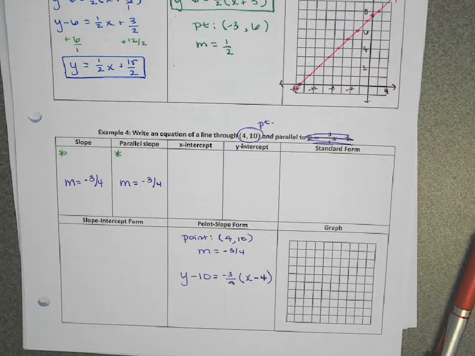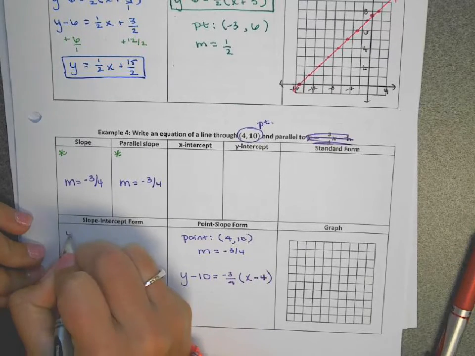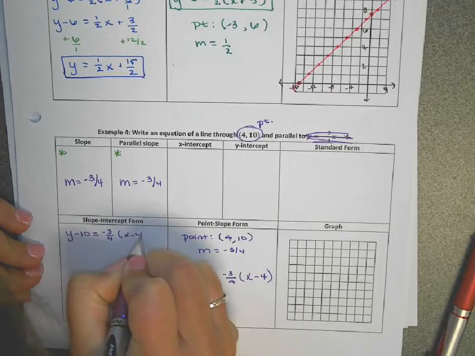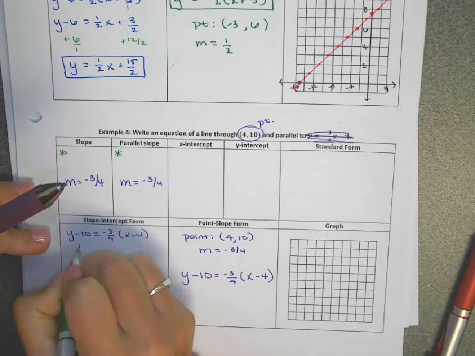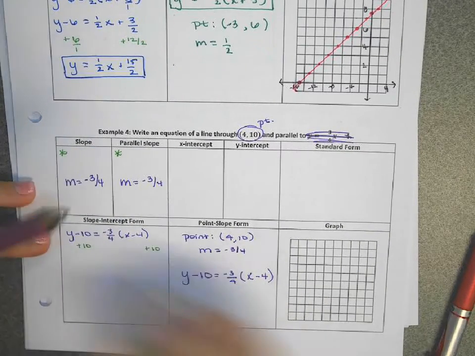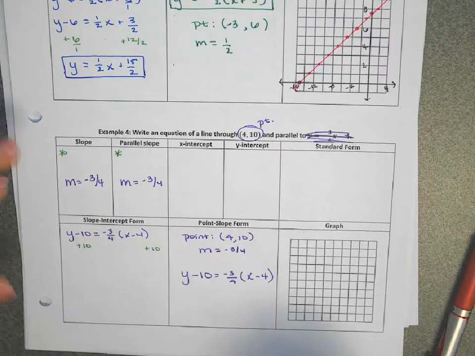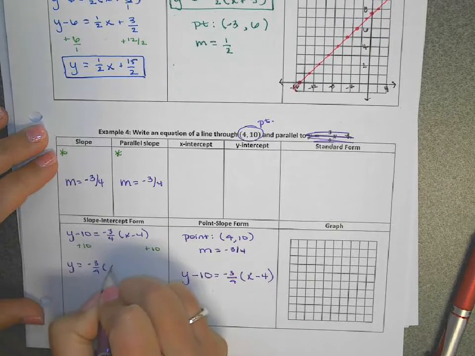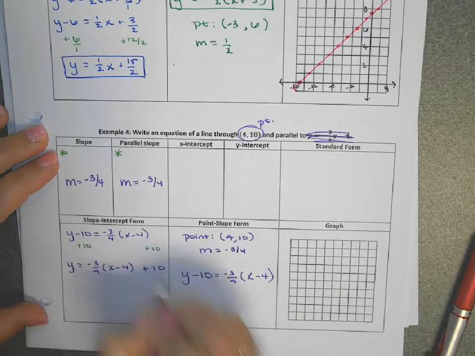Okay, so what would we do to find that? We would add 10 to both sides. Okay, so we'd have y minus 10 equals -3/4 times x minus 4. Add 10 to both sides. There are no like terms right here that you can add it to, so we're going to get y equals -3/4 times x minus 4, plus 10 will be down there at the end.